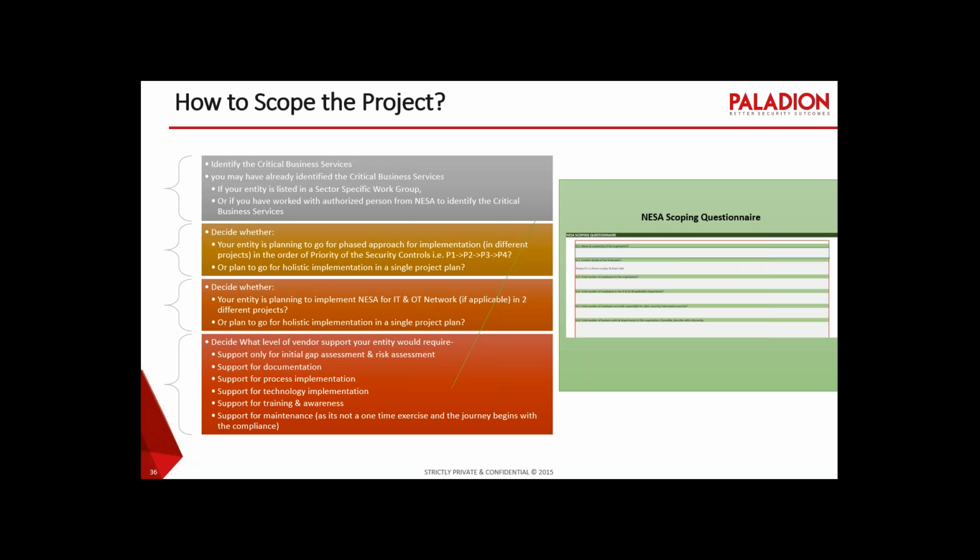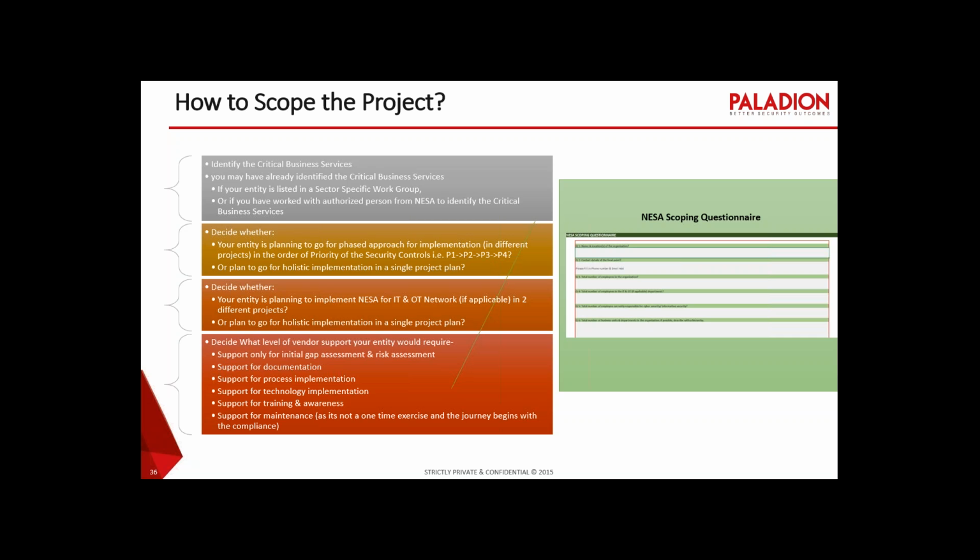Third step is decide whether your entity is planning to implement NESA for the IT and OT network, if that is applicable, in two different projects. For those participants who are not accountable for OT network, of course, this decision factor doesn't really required for you, but those participants who also need to think about OT network, then probably this is one of the critical deciding factors. You decide whether you want to first start with IT and then go to OT, or do you want to treat this as a single project.